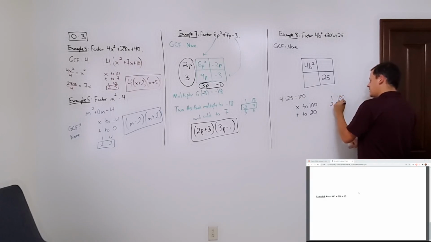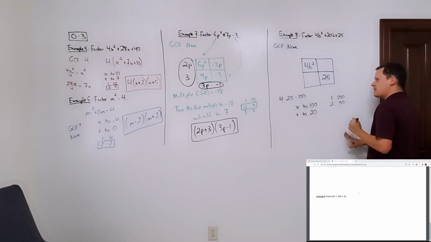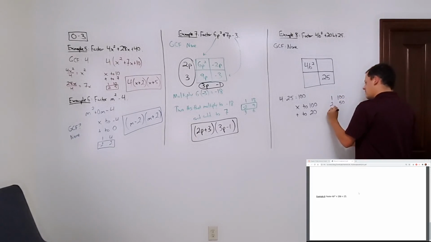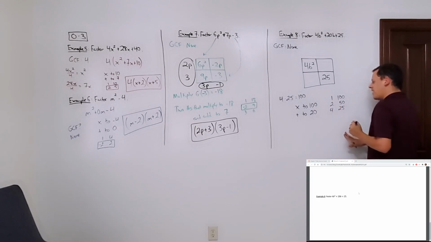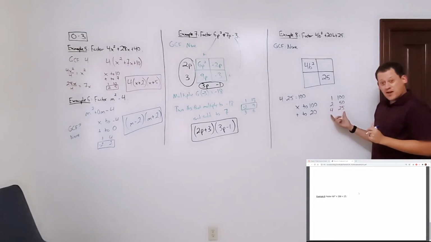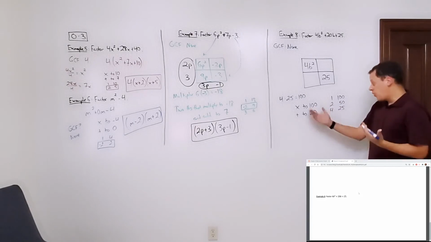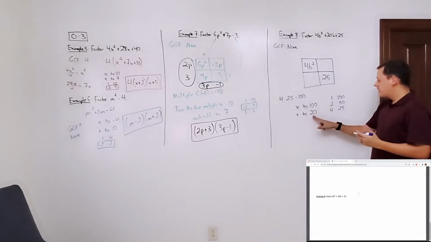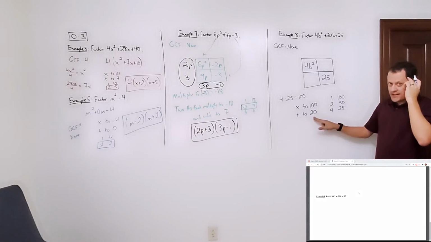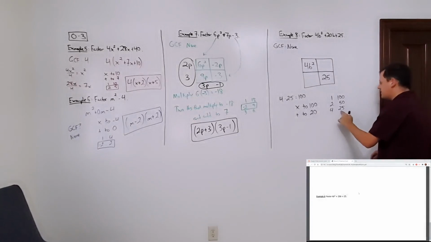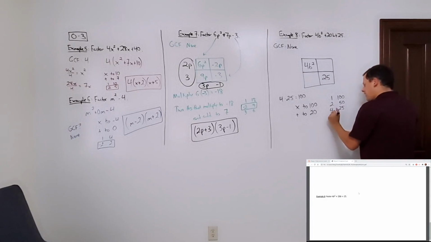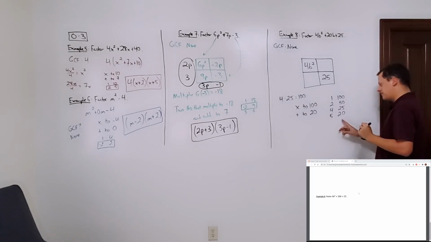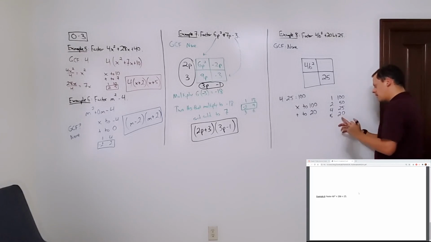1 and 100, 2 and 50, 3 doesn't work, 4 and 25. As I'm writing my pairs of numbers, because I don't know right away which two work, I'm keeping in the back of my mind that I want these to add to 20. These are still too far apart. 5 and 20 multiply to 100, but still too big if I add them together.